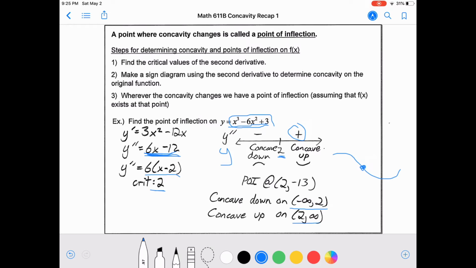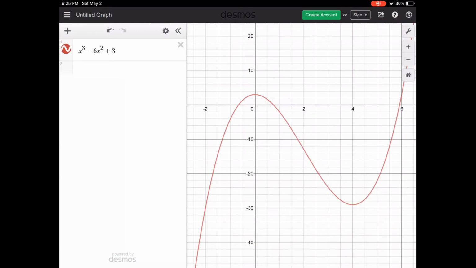Let's take a look on Desmos. There's our function. You can see it's starting off concave down. And then somewhere around here, it's changing to concave up. And it seems reasonable that it's about here at 2. And now it's concave up forevermore.